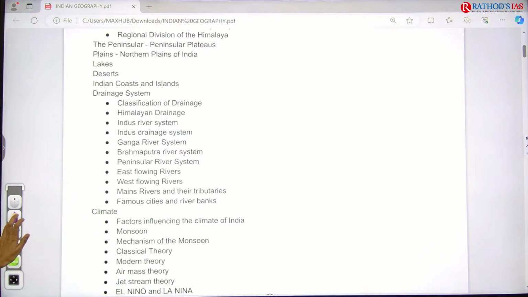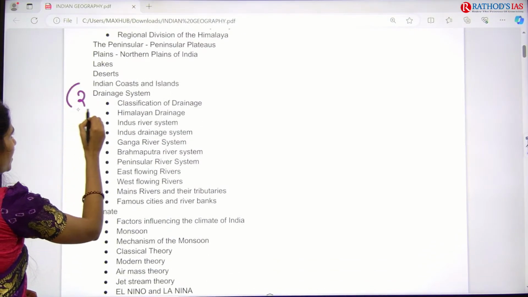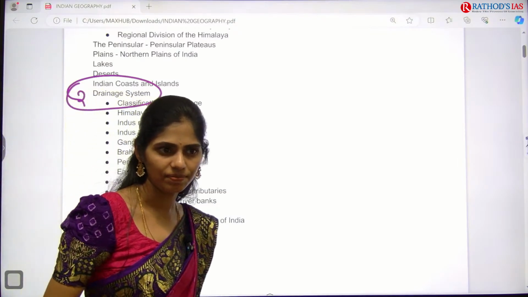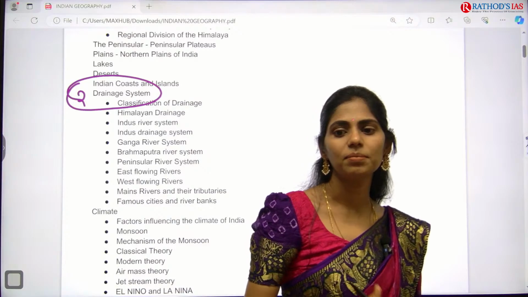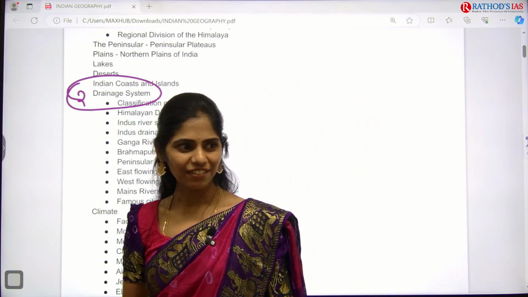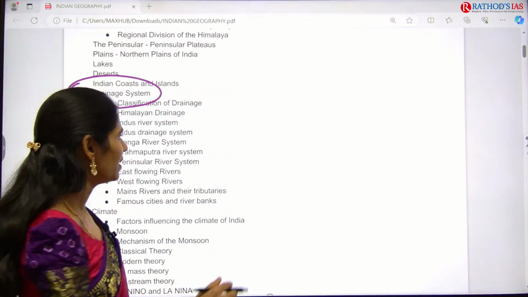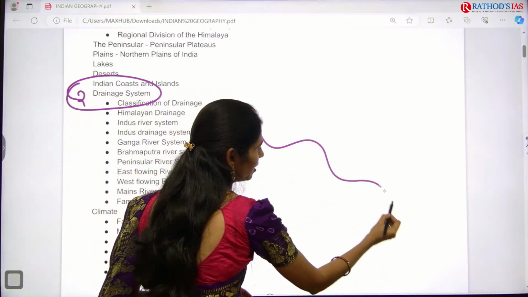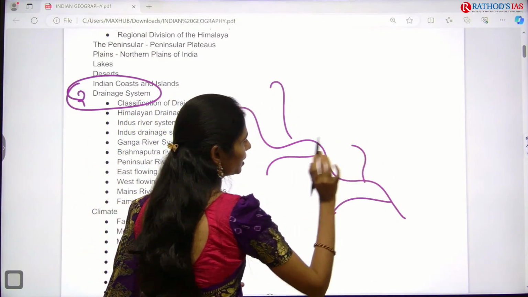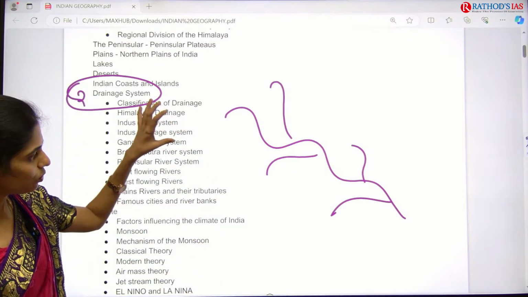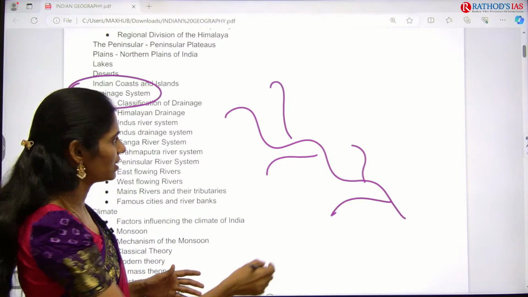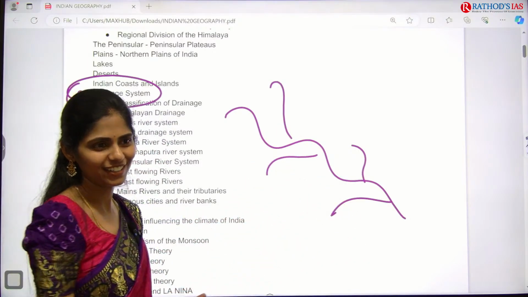And next is drainage system. Second topic is drainage system. So in this drainage system we have different types of drainage system. Okay, like trellis drainage system, radial drainage system, centripetal, centrifugal. Do you have this idea? Drainage is nothing but we have one main river normally, and to this there will be some tributaries joining. So in which pattern they are joining, based on that we have different types. So it is like tree, so it is tree drainage system.